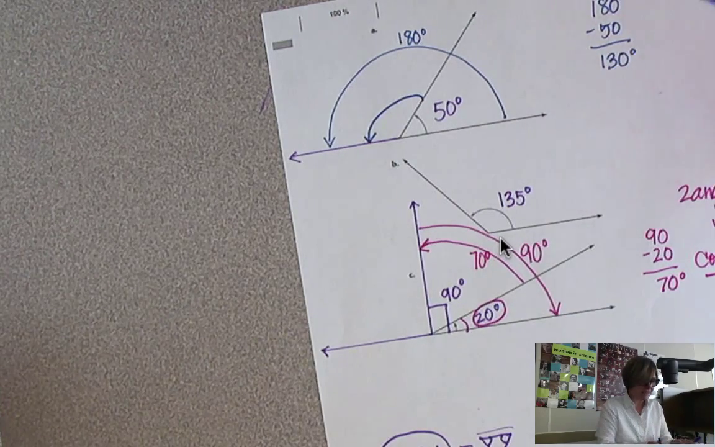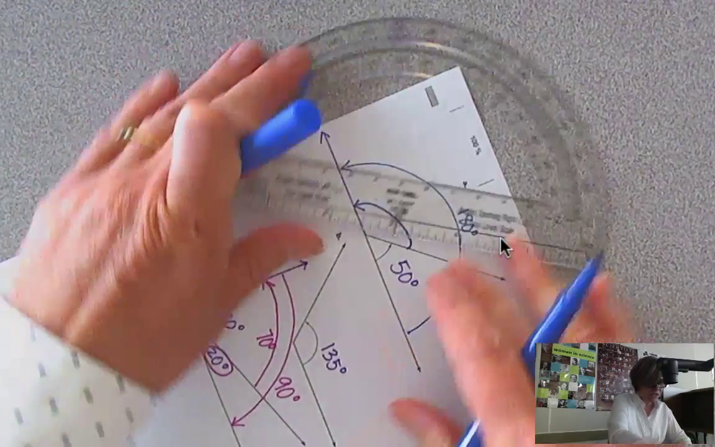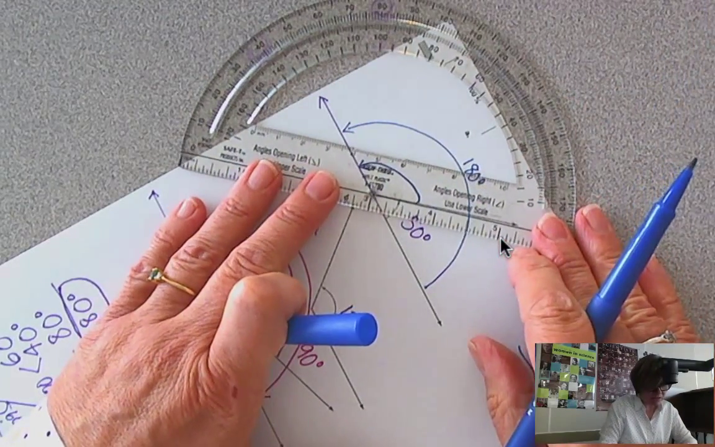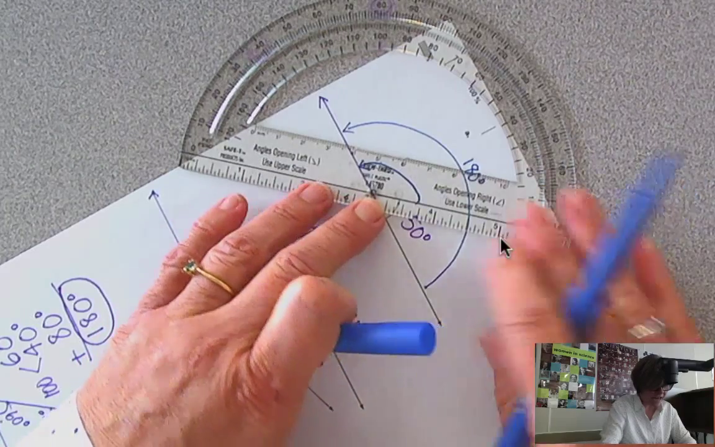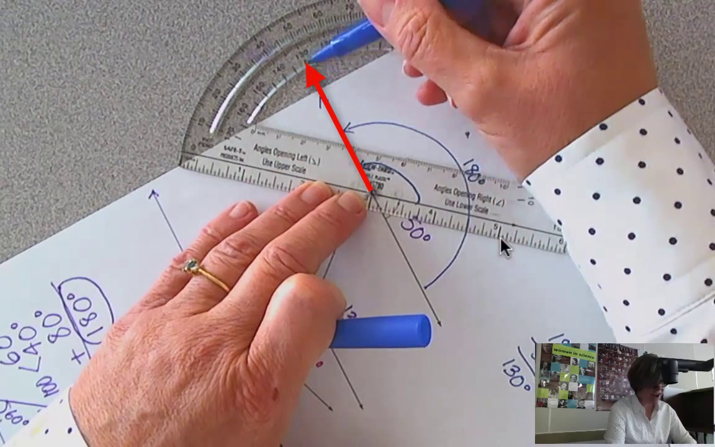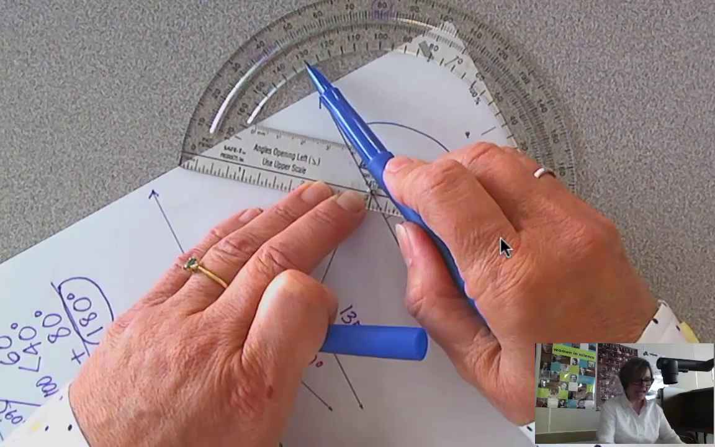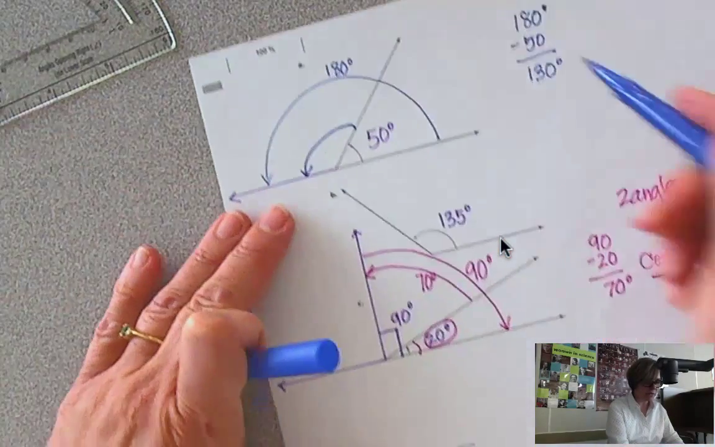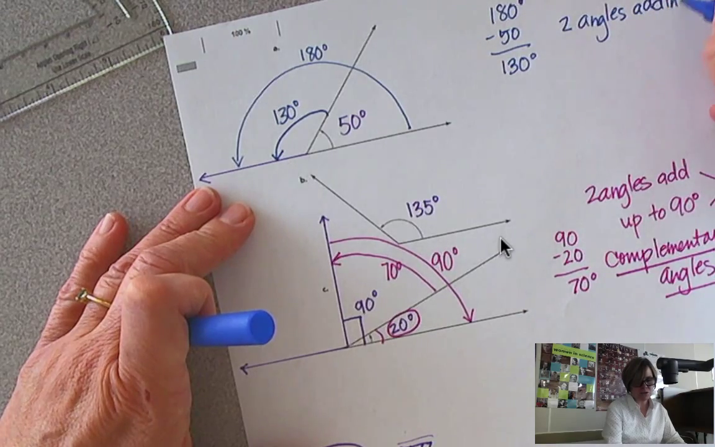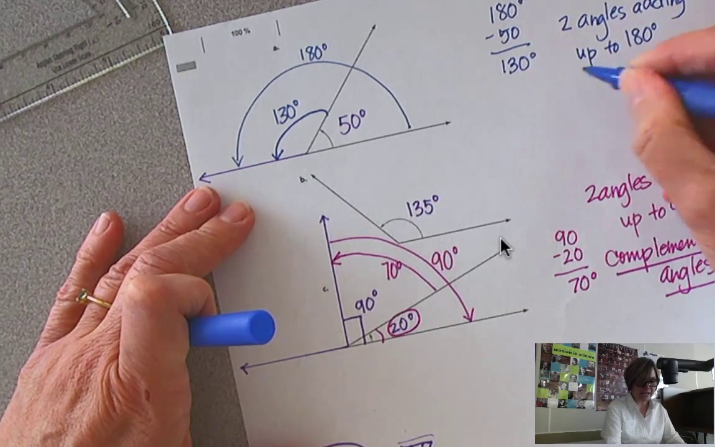Well, let's check and see if that happens to be true. So I'm going to line up the vertex in the hole here. There we go. I'm going to line up my vertex. I've lined up my initial side, and I'm going to look over this way. Oh my goodness, 130 degrees. We were right. Okay, so this angle is 130 degrees. Two angles adding up to 180 degrees are called supplementary angles.